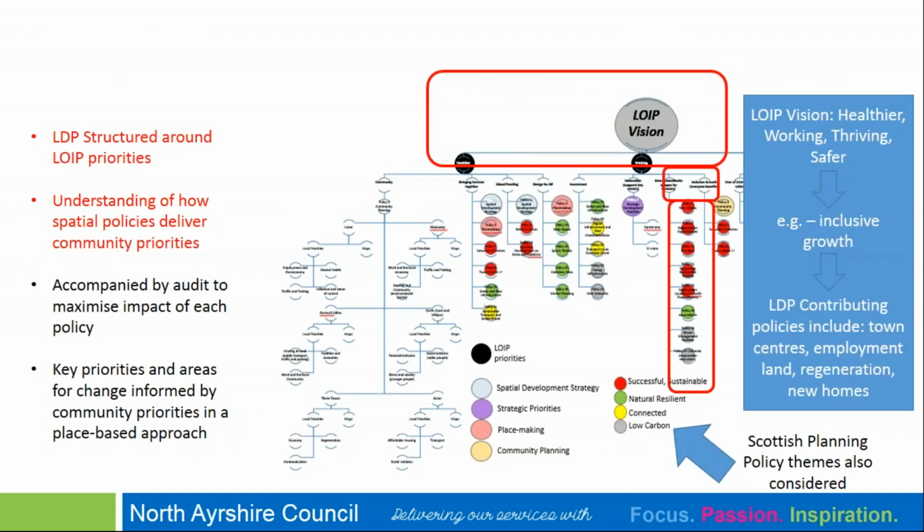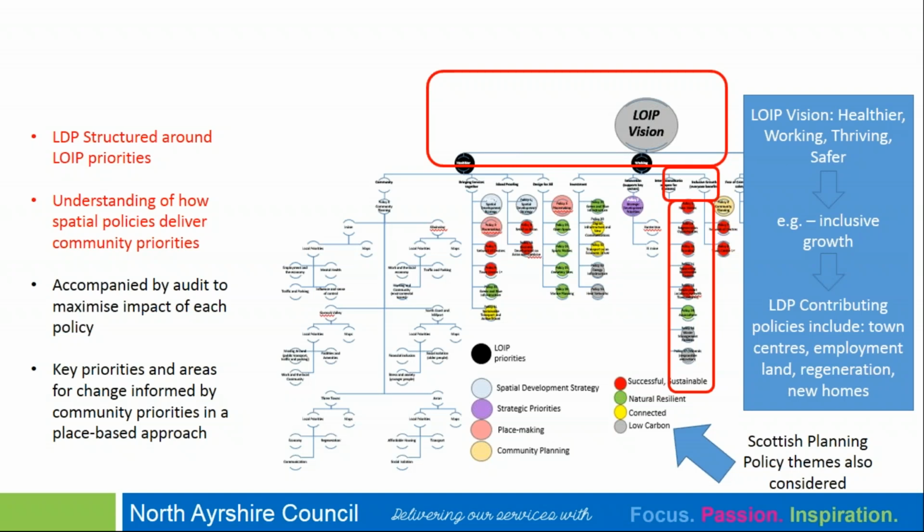Yeah, so if you notice as well, it's not just about the local outcome improvement plan themes and the structure grouped around that. When we've done the policy map, we've also designed it to understand where we're fitting in with the 4 key themes of Scottish planning policy. What that's helping us to do is structure the development plan in a way that reflects what the locality partnership priorities have self-identified as what they want to see happening in their area.